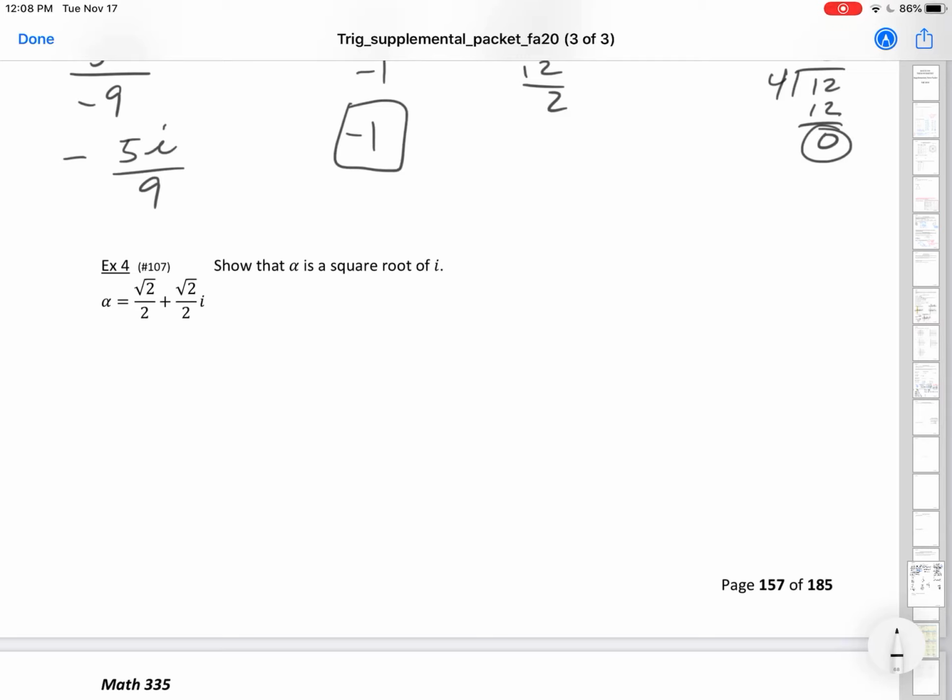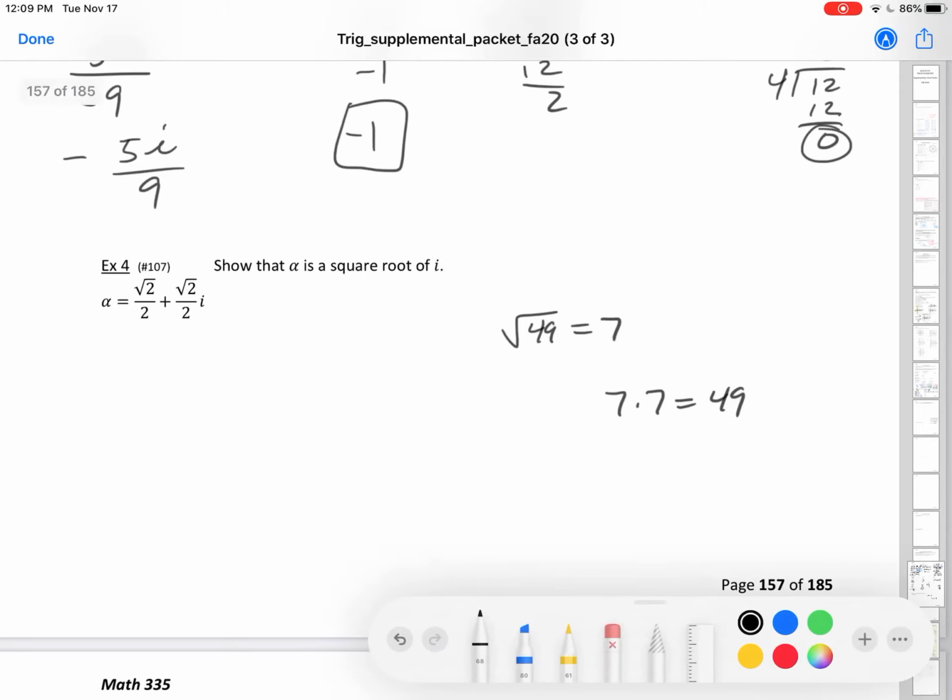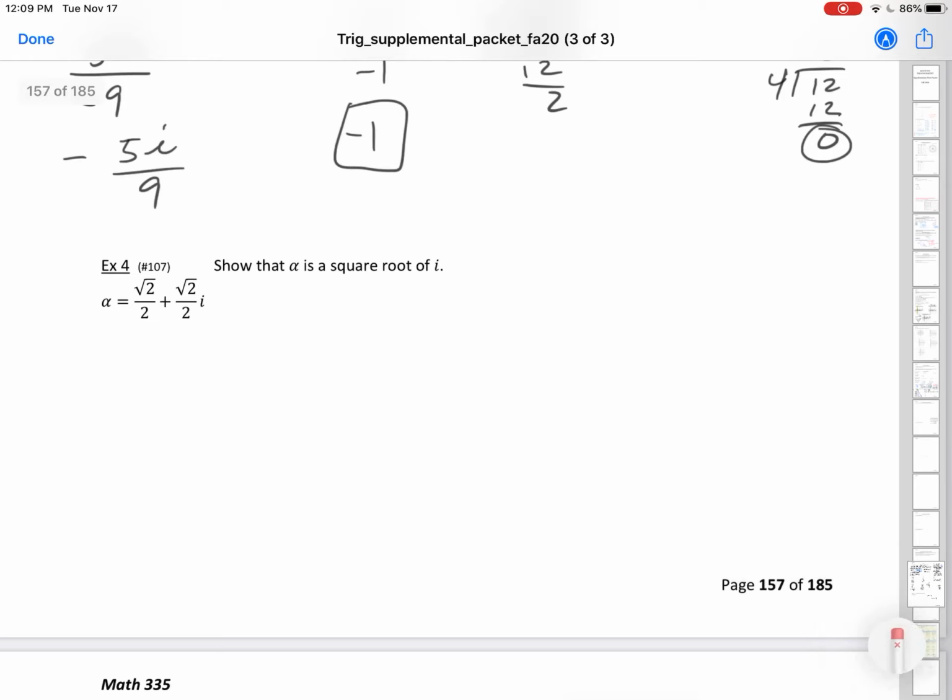Okay. This says show that alpha is the square root of i. So keep in mind what they're asking. They're not asking you to find the square root of i. They want you to show that this is the square root of i. So, for example, if I wanted you to show that 7 was the square root of 49, one thing you can do is just say, well, what does it mean to be the square root? It means if I take it times itself, I should get out 49, and I do, right? So they're claiming that this is the square root of i. So this number, this alpha, times itself better equal i. Otherwise, it's not the square root. The square root is something times itself that's equal to the value. And so let's just try it out.